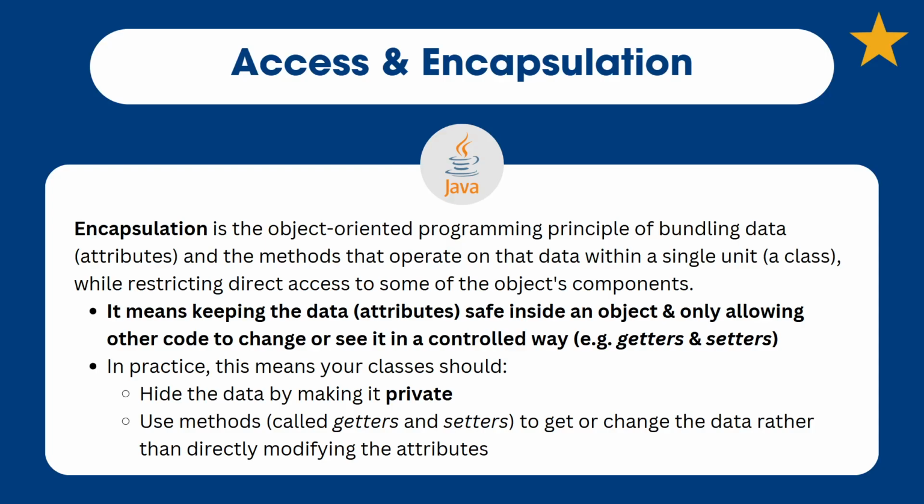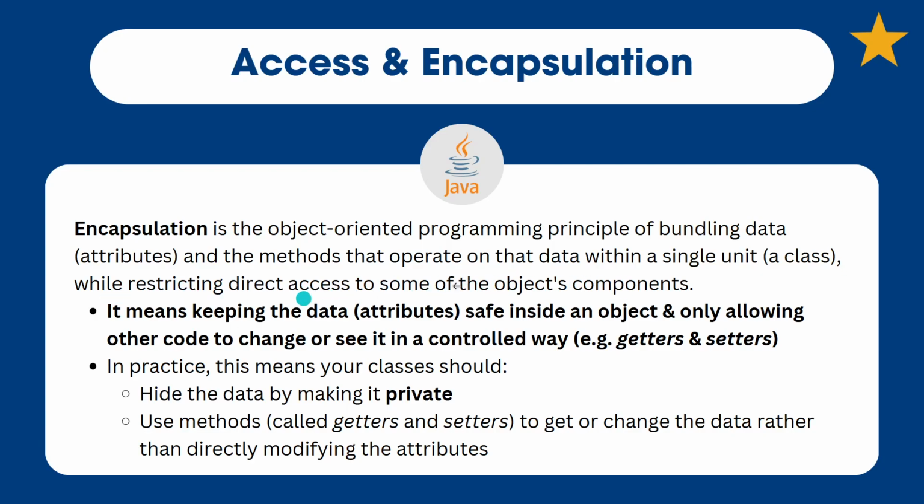It turns out when you're creating your own classes, you're going to be using the private access modifier for your attributes. This is almost always the case. Of course, there are exceptions, but the reason we make our attributes private is because we want to enforce encapsulation. So, what is encapsulation? It's an object oriented programming principle that bundles data and methods that operate on the data within a single unit, a class, while restricting direct access to some of the object's components.